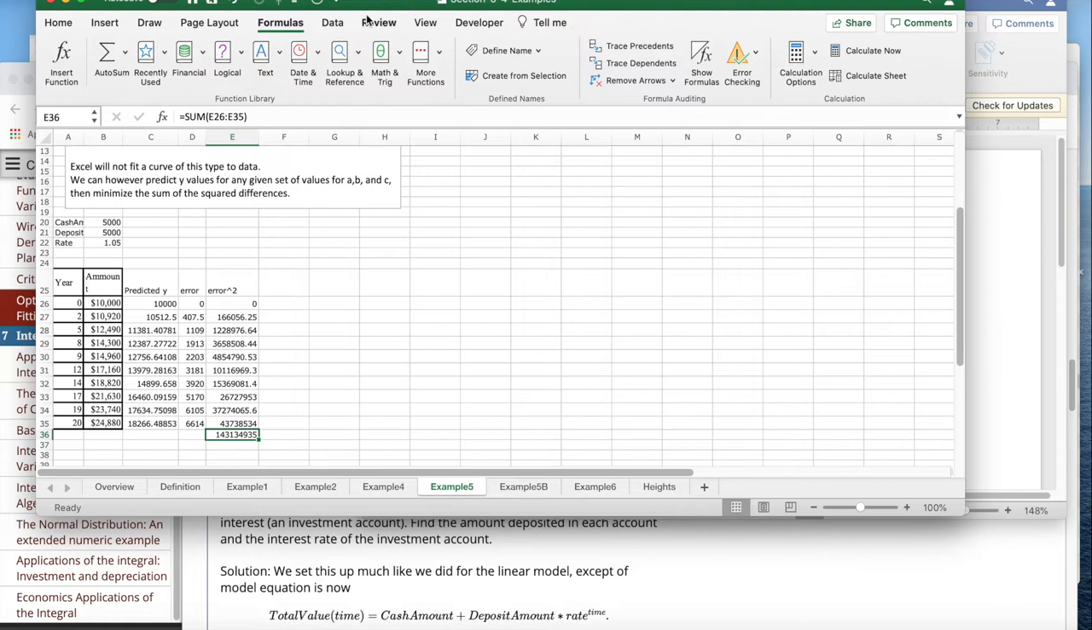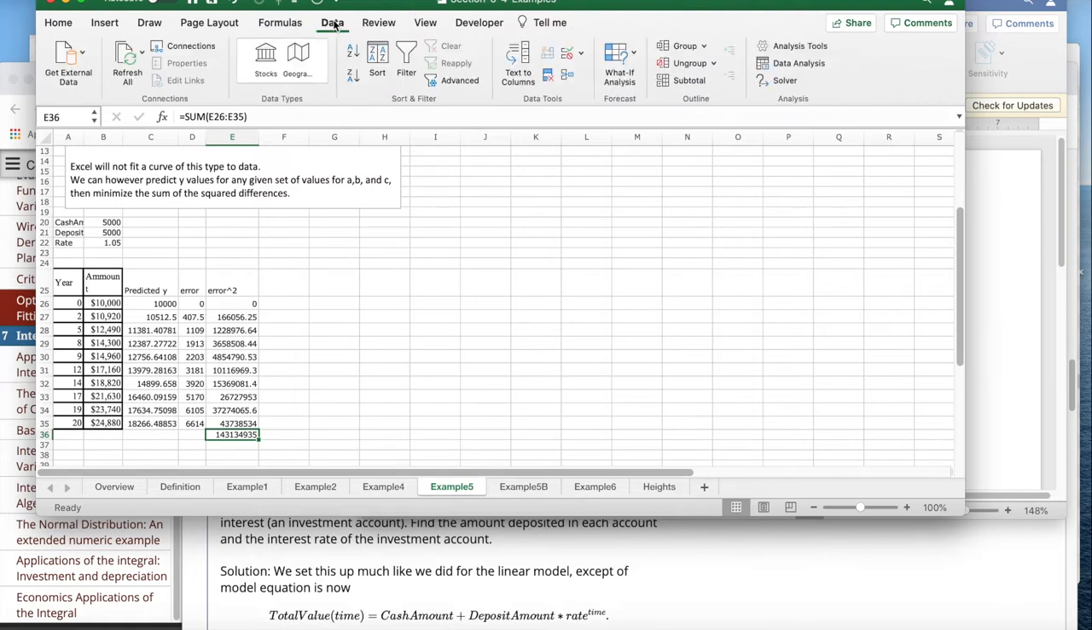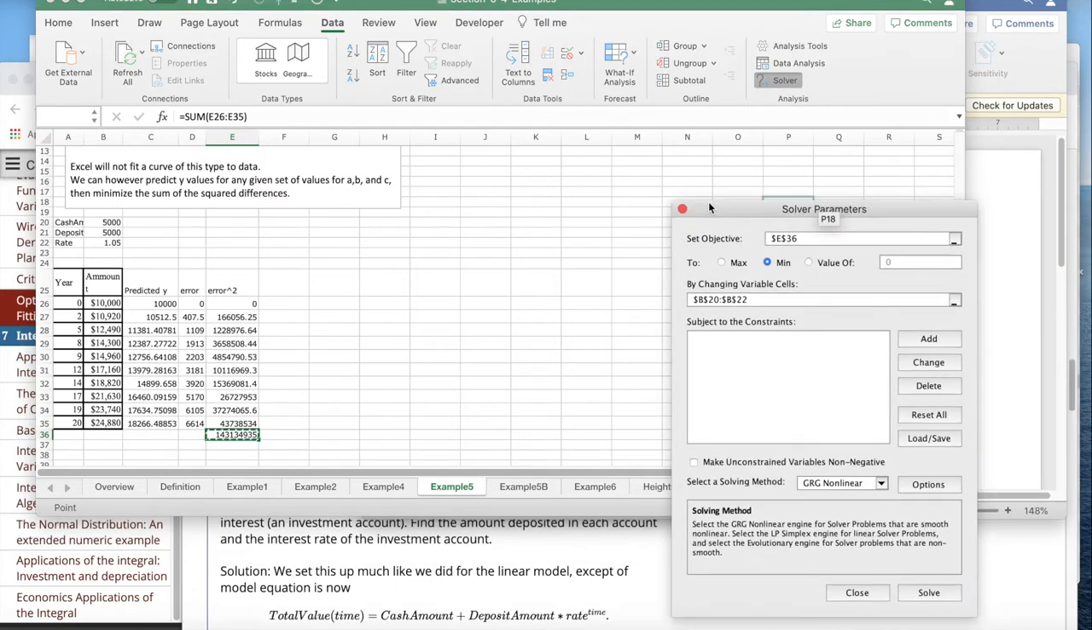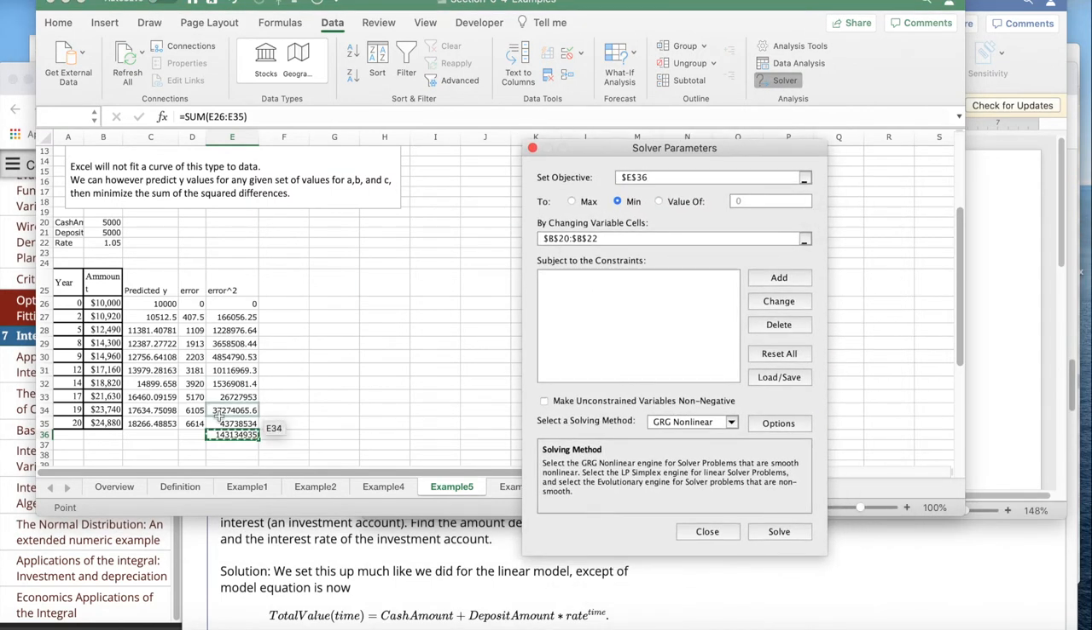So I'm going to go to my data, select Solver. I'd like to minimize E36. I get to change the three values, B20, B21, and B22. I'm going to allow them to be negative if possible, but we simply want to solve.